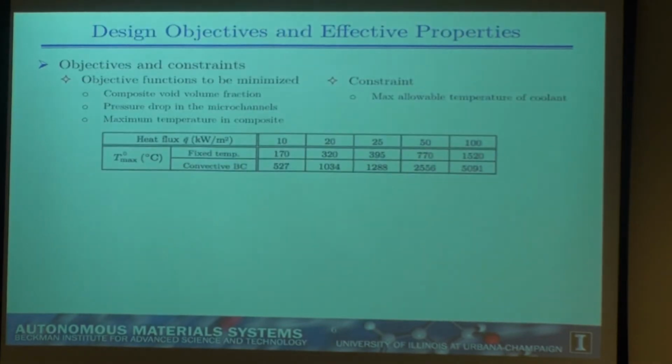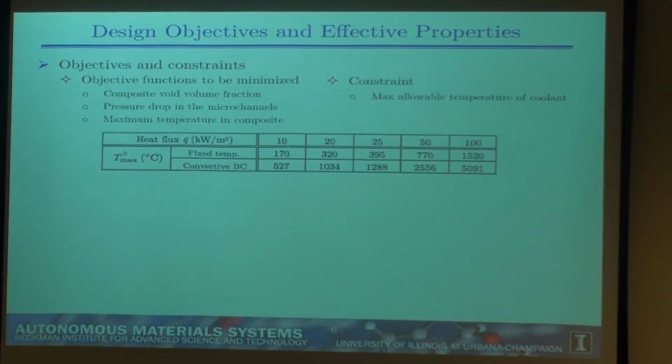On the other hand, the objective function and constraints of the design are quite challenging. We need to minimize the void volume fraction of the composite, because when you're designing this microchannel, you're removing part of the material and you're causing damage. So the lower the void volume fraction you have, the better for structural purposes. Also, we need to minimize the pressure drop in the microchannel, because that directly translates to how much energy you need to provide for active cooling.